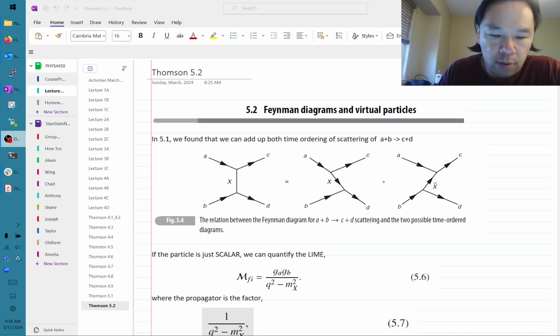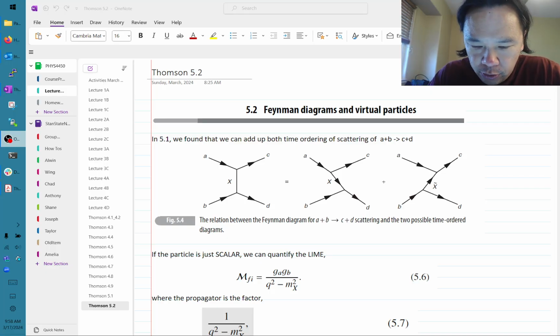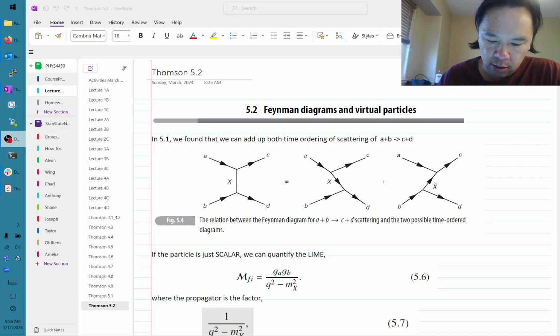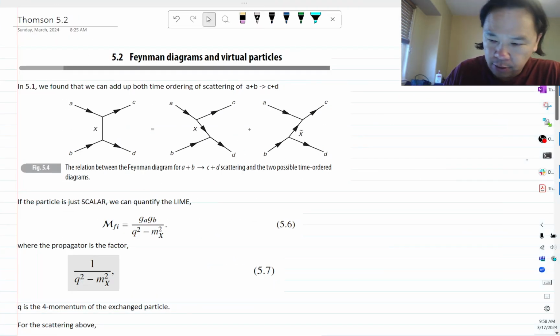Hi everyone. So this lecture is going to be on Thomson 5.2. It's a pretty short section, but this will take us into these Feynman diagrams and how to actually think about this matrix element thing that we calculated in 5.1, and then take us into these Feynman rules that we're going to see in the later part of the chapter.